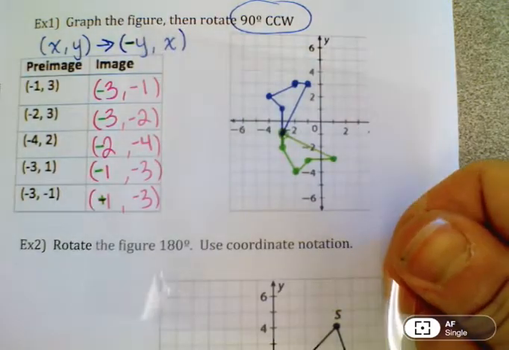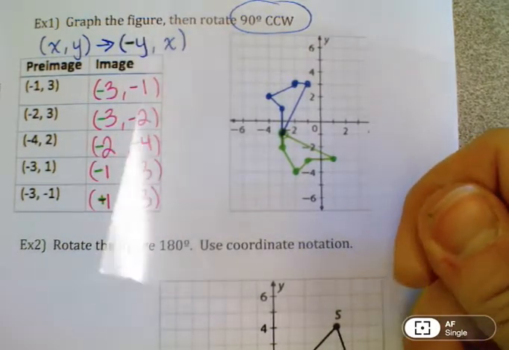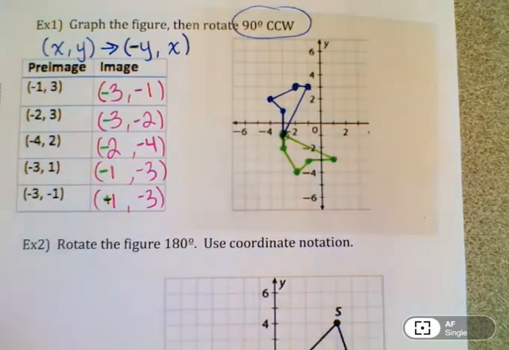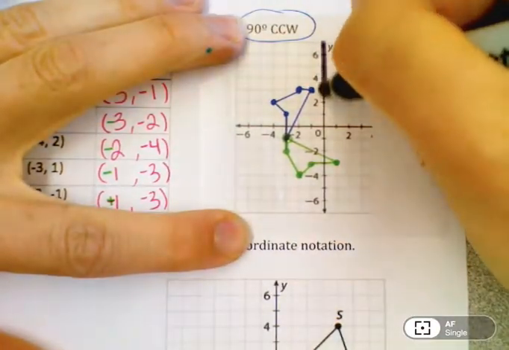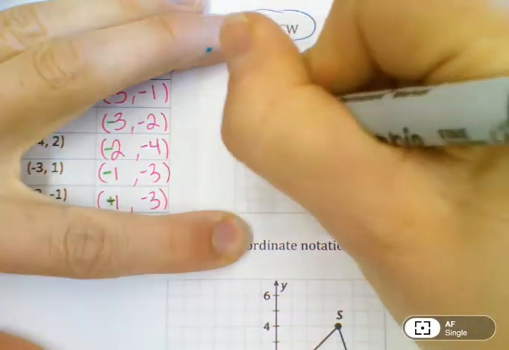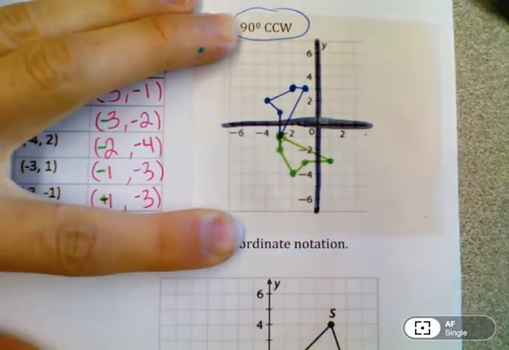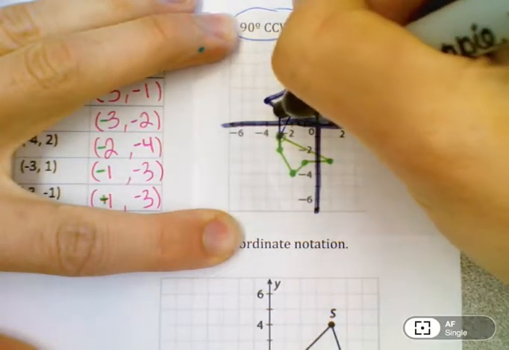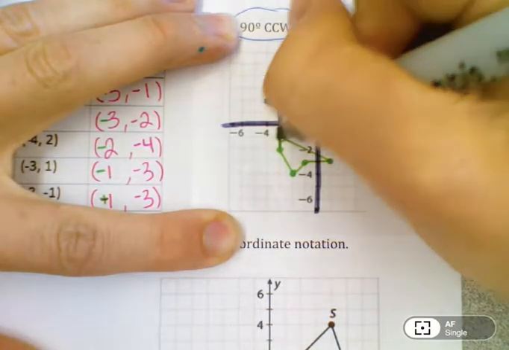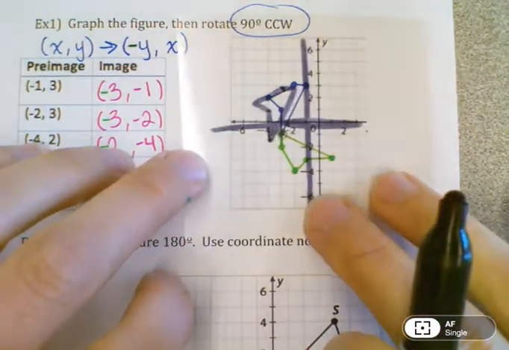I have this transparency film. It's just like overhead projector film, and it's clear. So what I'm going to do is test this out to see if I did it right. So I'm going to put the X and Y axis down, and then I'm going to just, as carefully as I can, trace my pre-image. Okay, there we go. You can see it's just traced.